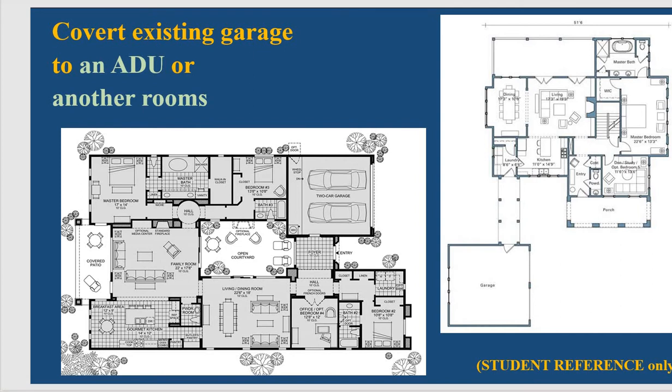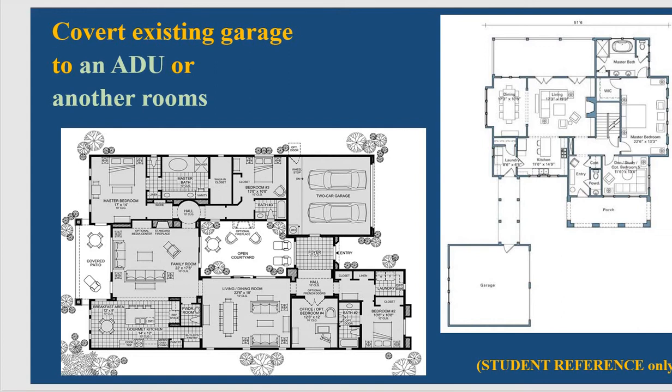Now, if you want to convert a garage to another room, or you want to do an ADU, you need to remember one thing. If this is a detached garage and you design it for an ADU, because it is a detached garage and you convert it to an ADU, this ADU is detached from the main house, and if it is detached from the main house, the ADU needs to have a solar system. That's required. So in this case you need a solar system.